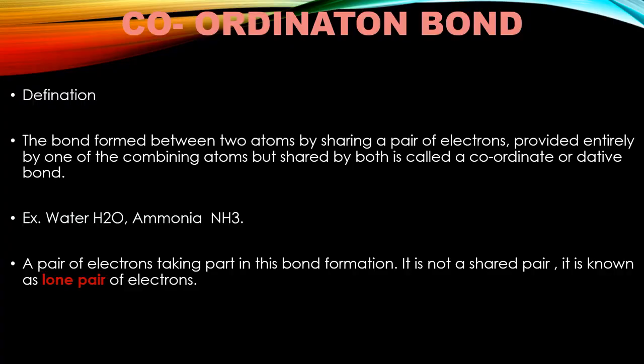Coordination bond definition: the bond formed between two atoms by sharing a pair of electrons provided entirely by one of the combining atoms but shared by both is called a coordinate or dative bond. Here, in this type of bond, no single electrons are transferring, no sharing of electrons, only a pair of electrons is taking part in this bond formation.